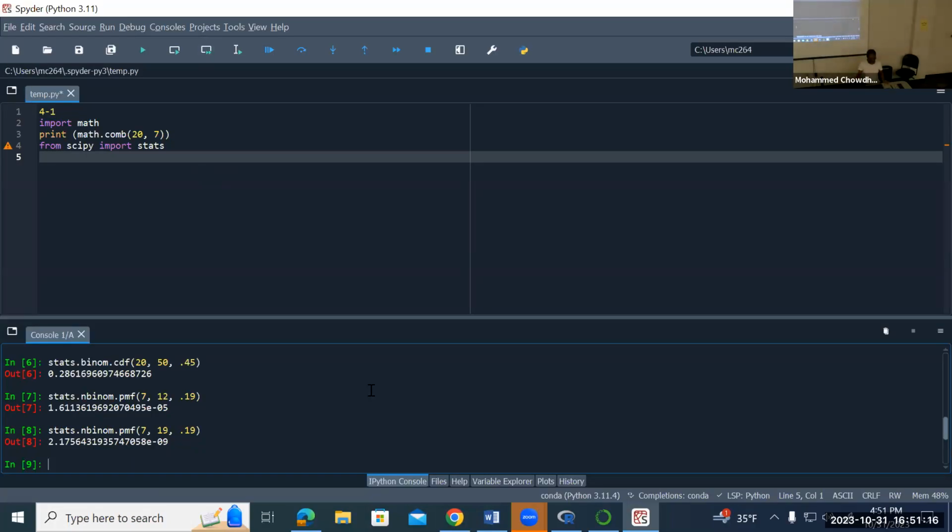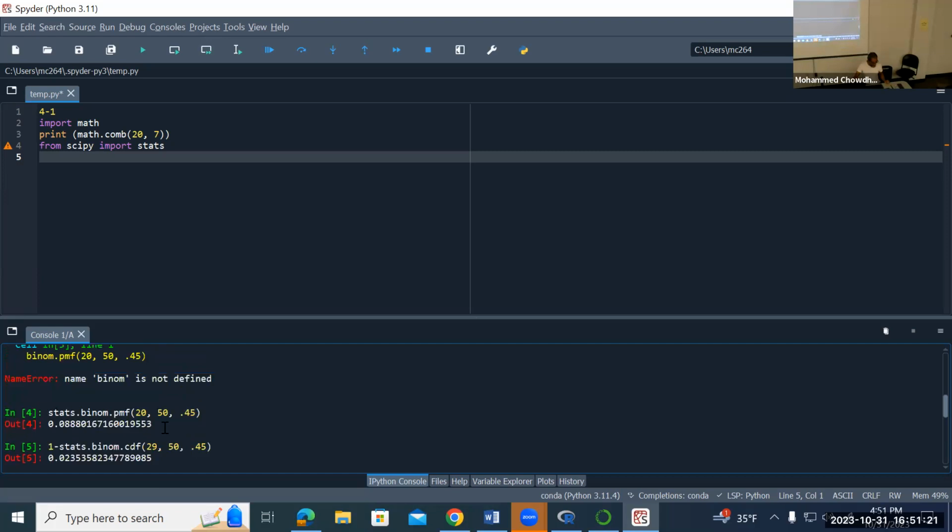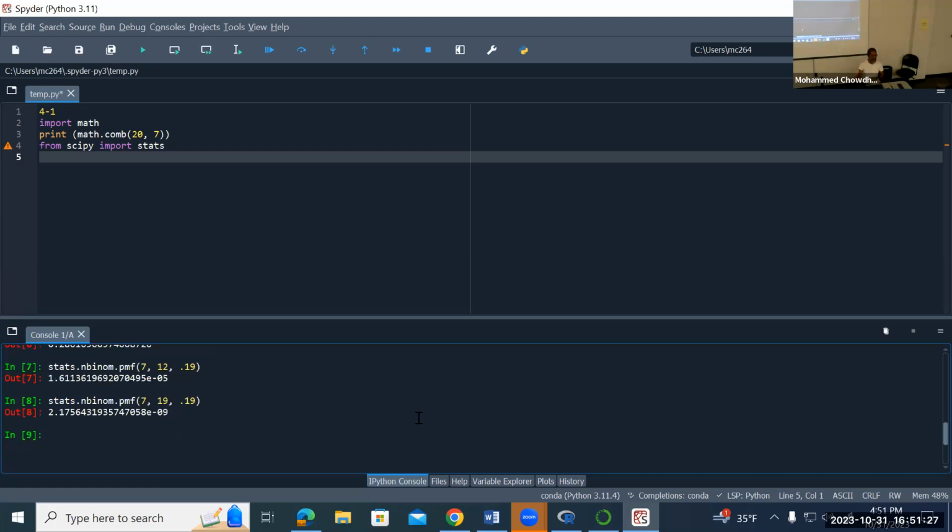Okay, I want to give you some time, 10 minutes. Like the way you found the previous code, you find this code for me, right? How can you find this code for the negative binomial distribution? Find that for me and let me know.